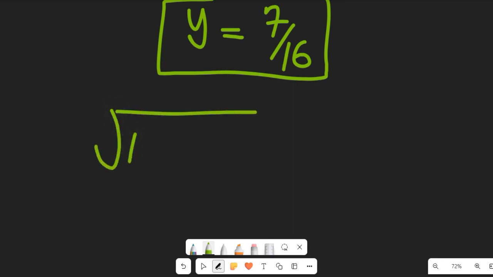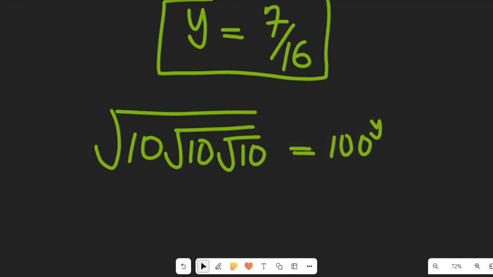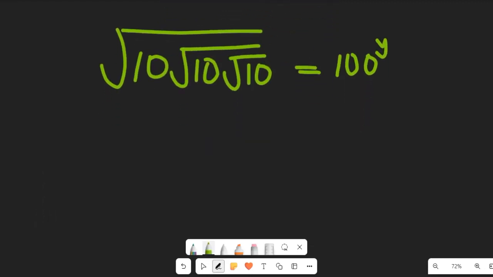Remember, the expression is 10 multiplied by the square root of 10 multiplied by the square root of 10 equal to 100y. So we are going to insert the value of 100y and see if the left hand will give us the value of the right hand. So we're going to have this place to become 100 to the power of 7 divided by 16.